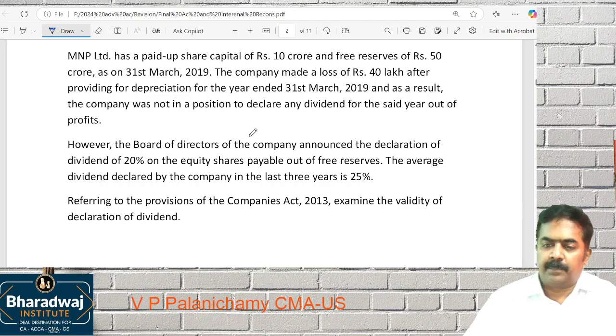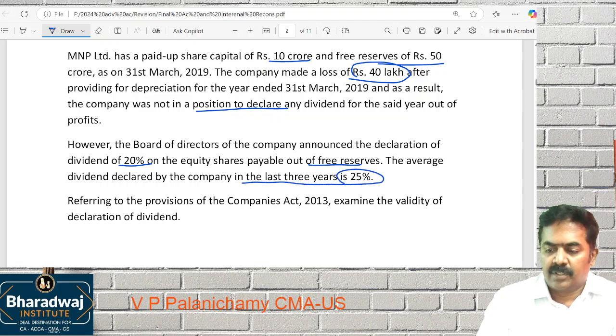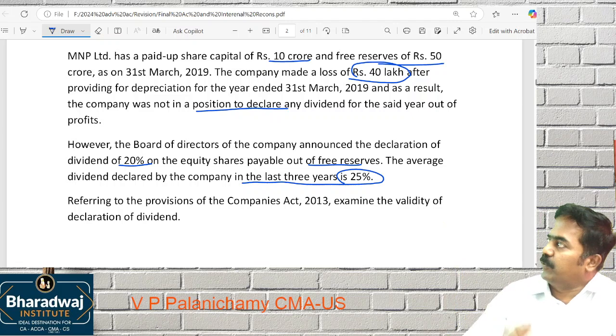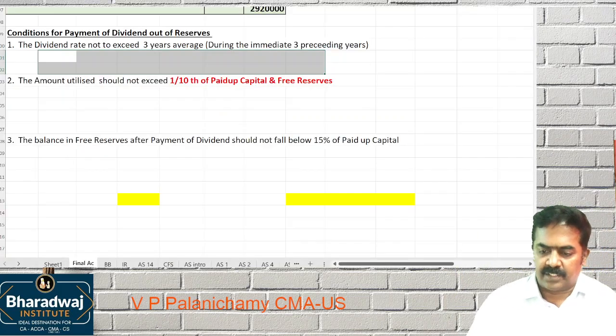MNP Limited has a paid up capital of 10 crore, free reserves of 50 crores. The company made a loss of 40 lakhs after providing depreciation. The company is not in a position to declare the dividend, is given. The board of directors announced a declaration of 20% dividend out of free reserves. The average dividend declared by the company in the last 3 years is 25%. So we are going to pay only 20%. Is it within the limit? Yes. So the first condition is satisfied.